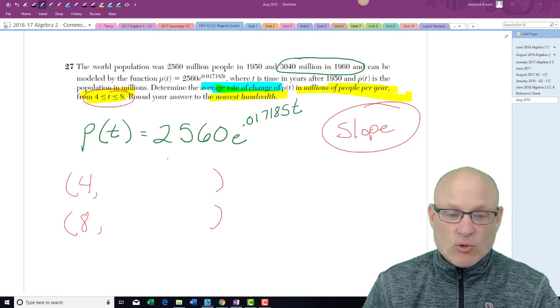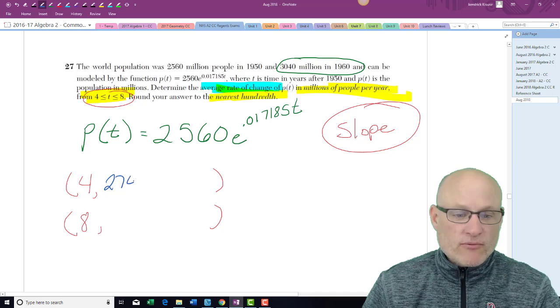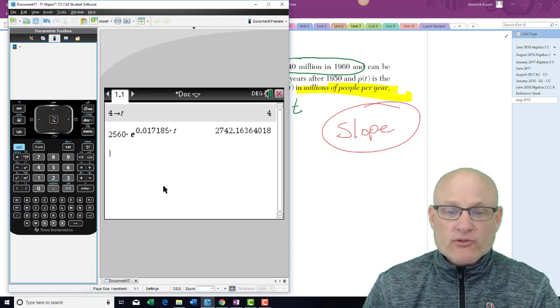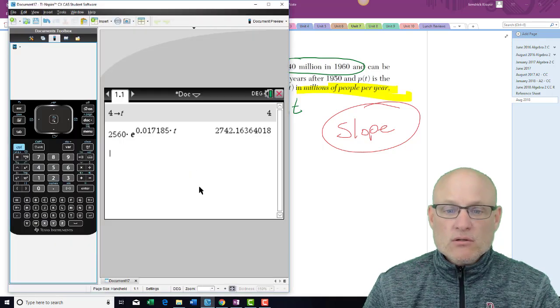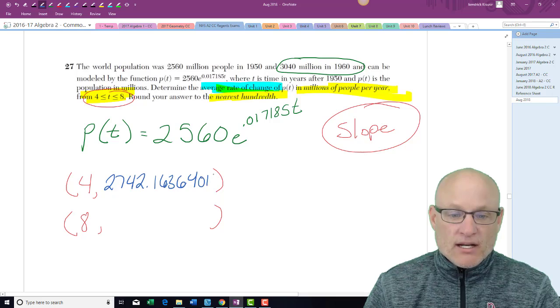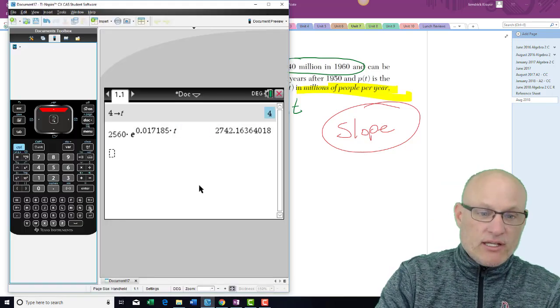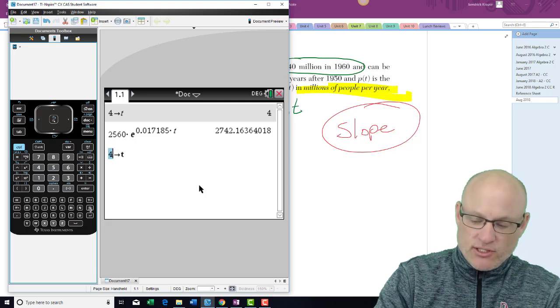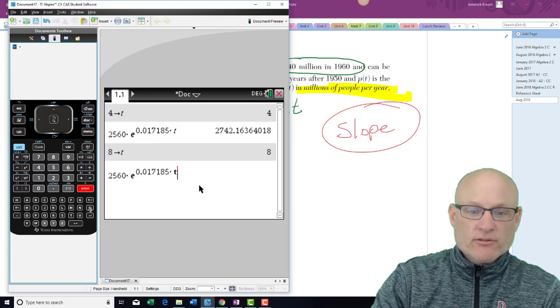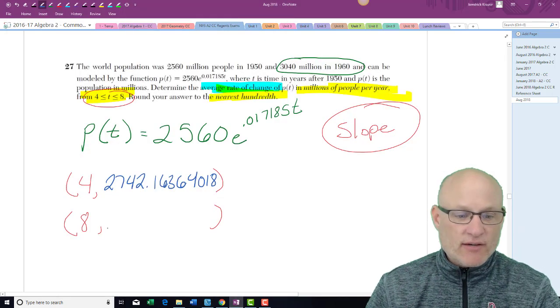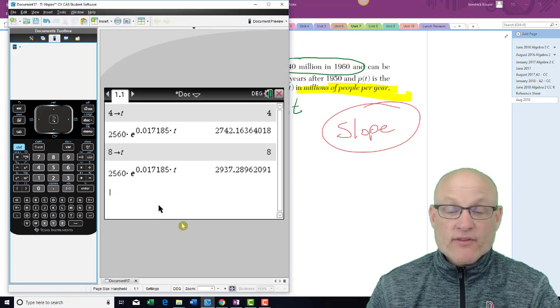It's 2742.16364. I don't like rounding at all. I like having my answers. Now the easy thing is you just change this to an 8, press enter, and we get 2937.289. This shows the grader that you spent some time, you got the numbers in there.